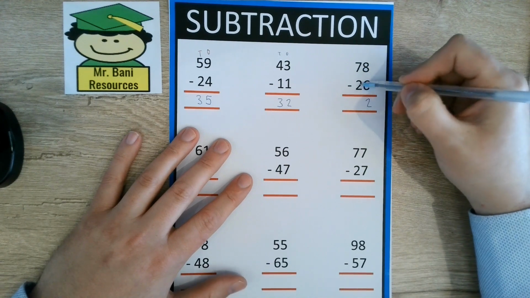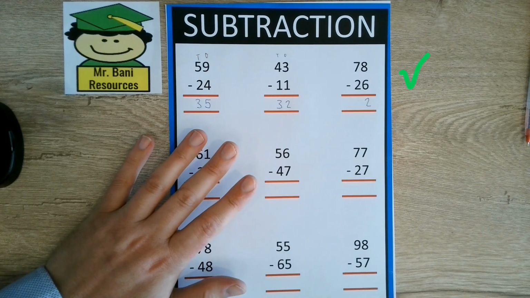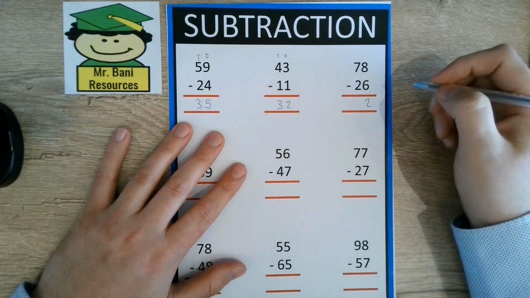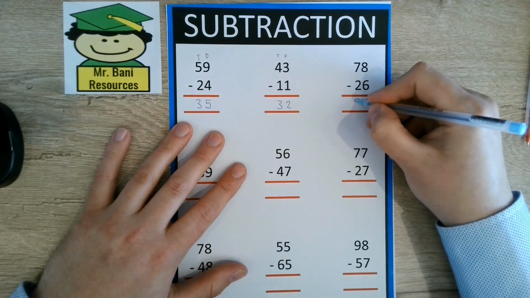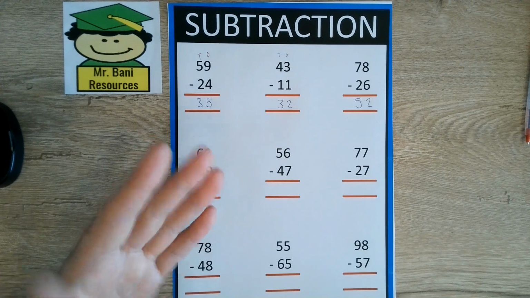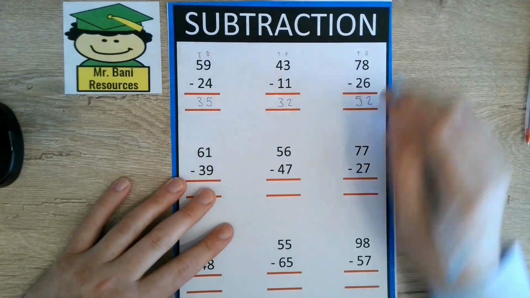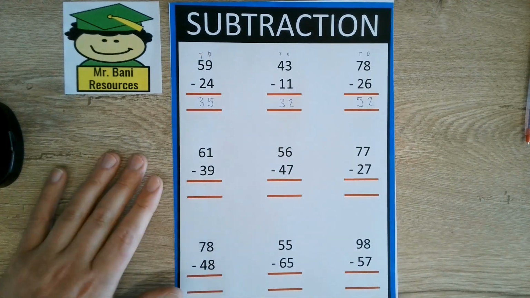Is 7, the top, bigger than the bottom? So what is the answer then? If I take 2 from 7, it gives me 5. Alright, everyone seems to be confident and comfortable with this. I don't think I've seen one mistake when it comes to this sort of question without any exchanging.